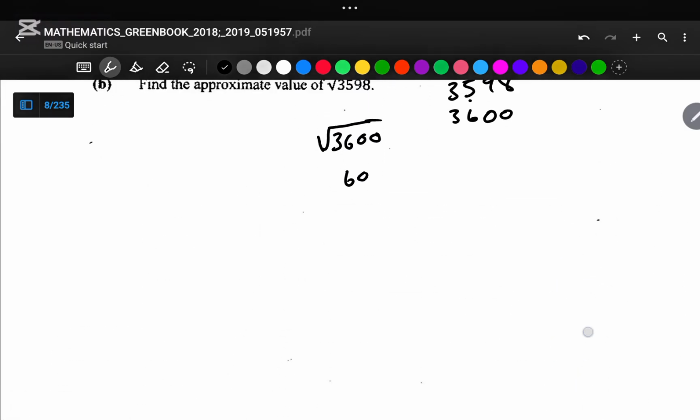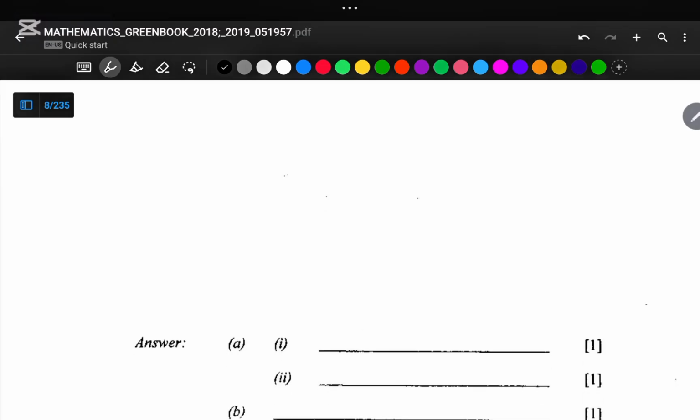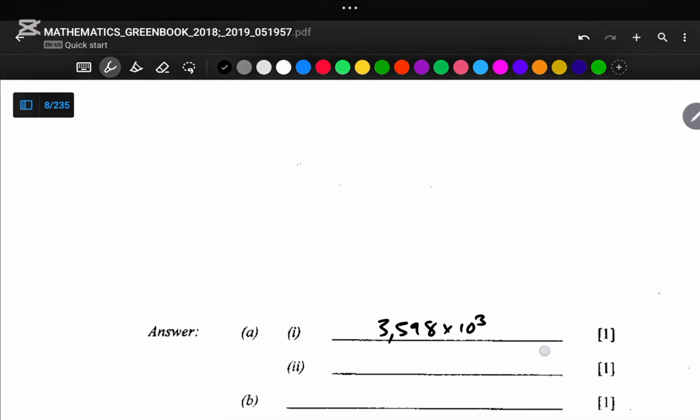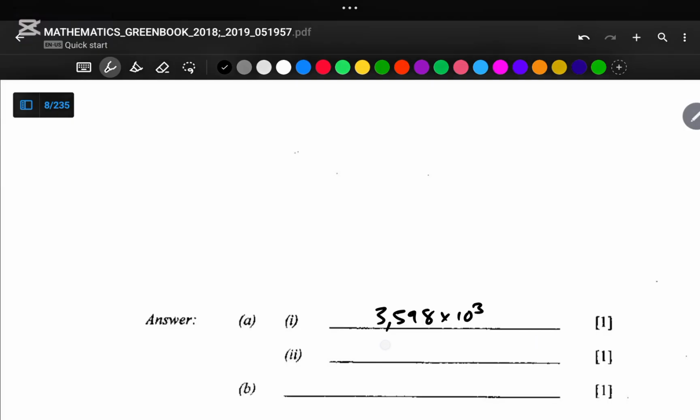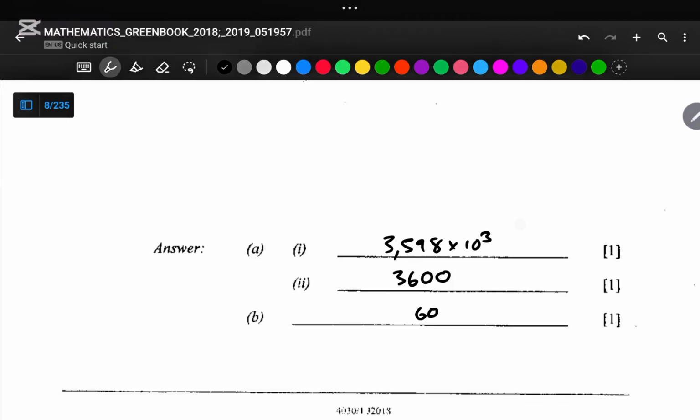Here we can simply write our answers. That is 3.598 times 10 to the power 3 for the first part of the question, and then for the second part, 3600 and then 60, and that is for 3 marks.